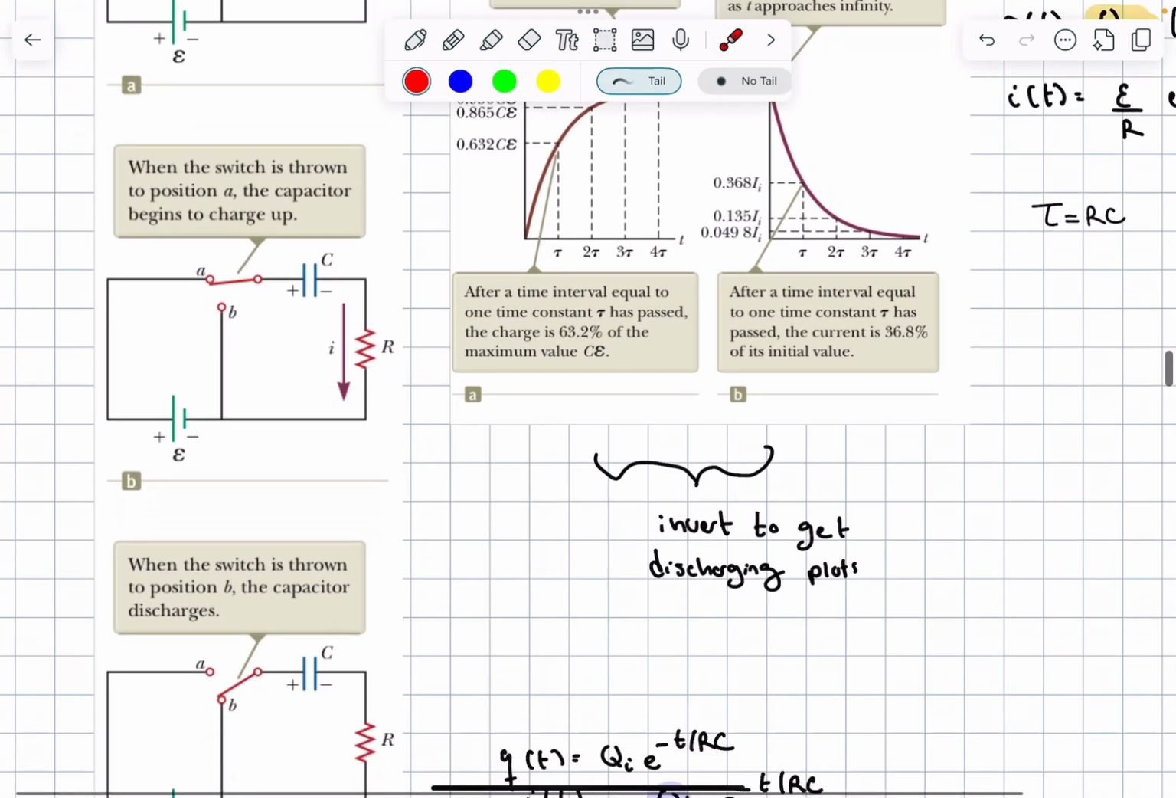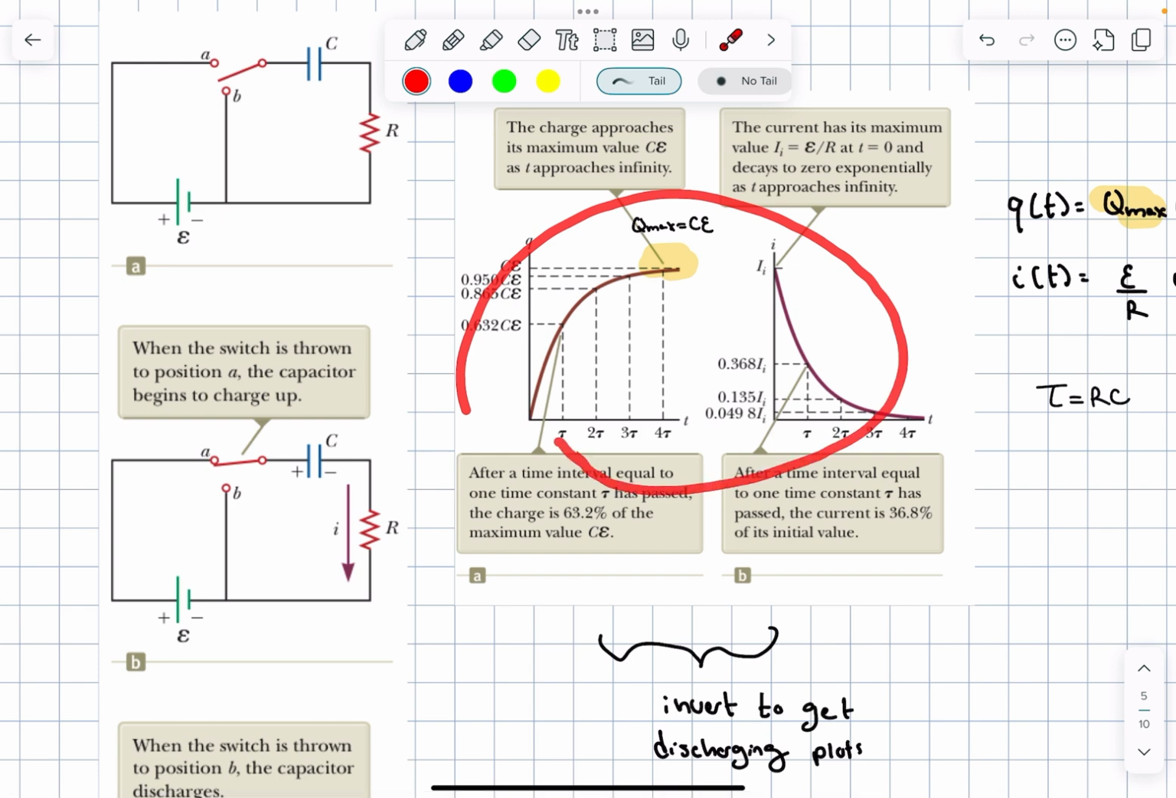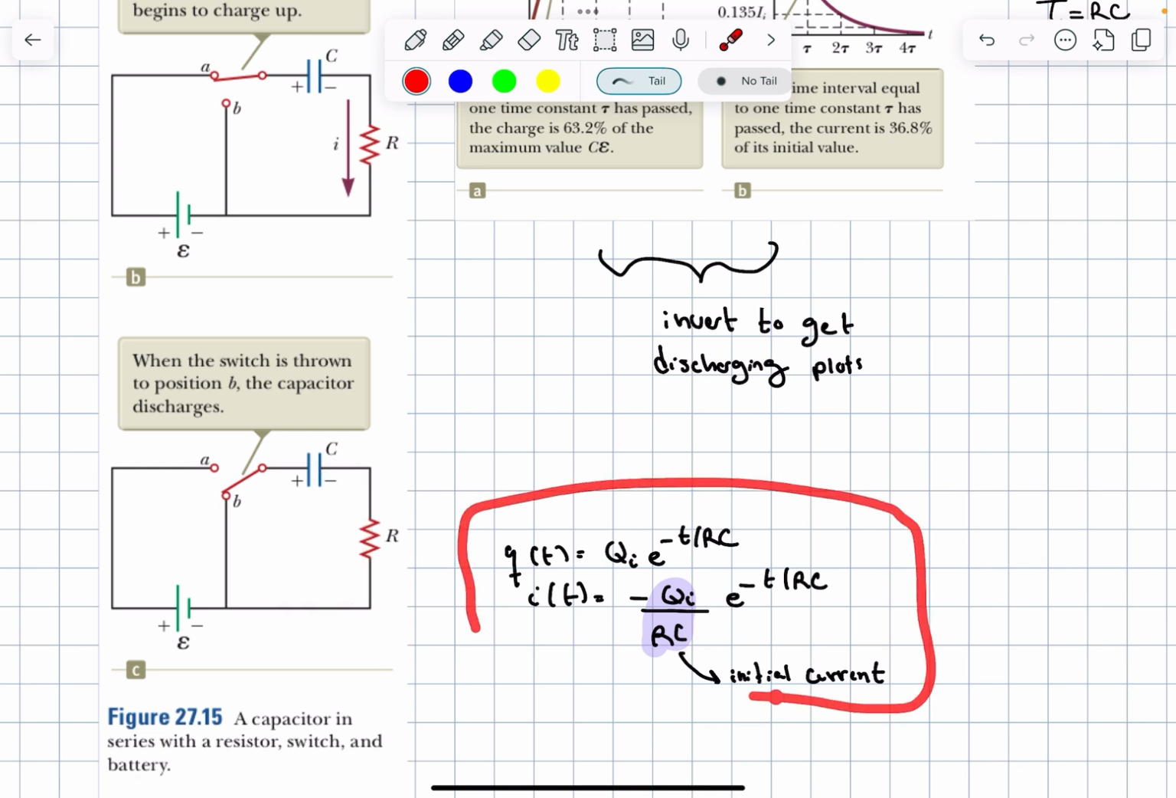On the other hand, when we flip the switch here, we have discharging happening. Essentially, it's literally these plots, but backwards. So we start off with no current, and then we increase the current as it discharges. And we have the equations here, Q of t and I of t.